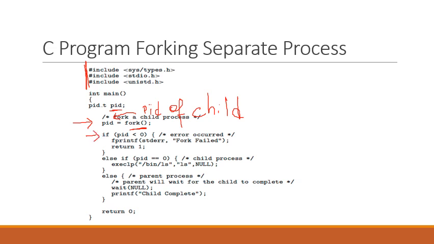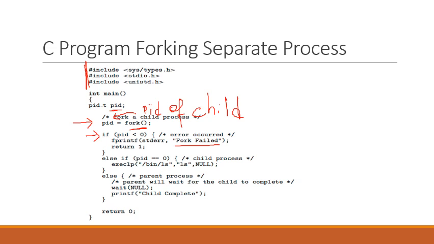So the next code segment is if process ID is less than 0. This indicates that if process ID has a value less than 0, that indicates an error condition. This means that the fork system call has failed. So in this case, a standard error message will be printed on the screen, fork failed.